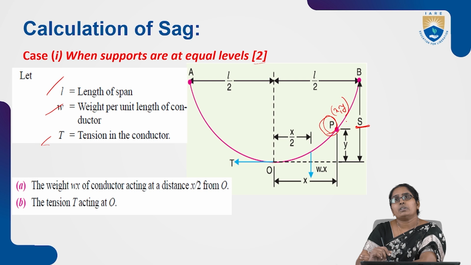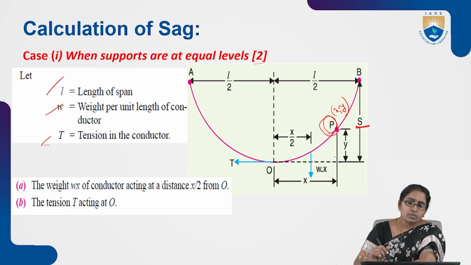The point P has coordinates with respect to the lowest point O. Its coordinates are given by small x and small y. You can see clearly the horizontal distance is marked with small x, and the vertical distance is mentioned with small y.